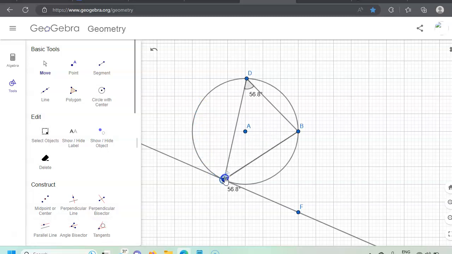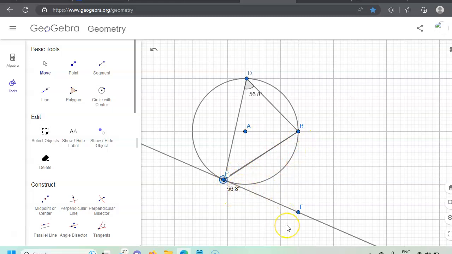So what can you say now about the angle BCF? Yeah, it's 56.8 also. It is exactly the same as the angle at the alternate segment. Alternate meaning the other side. So the angle outside the triangle, you can see it's outside the triangle.